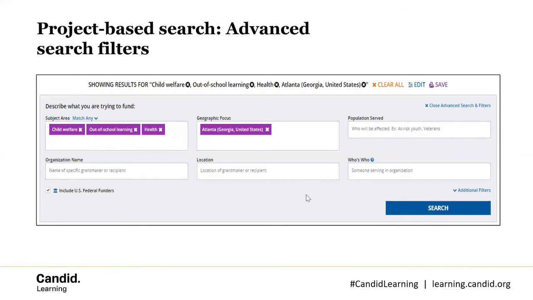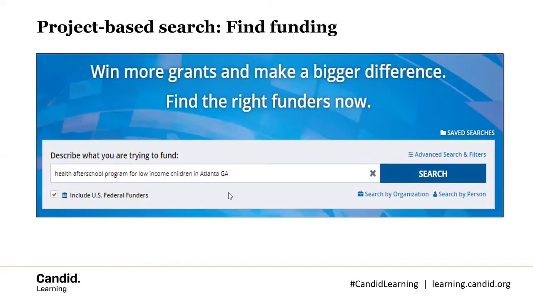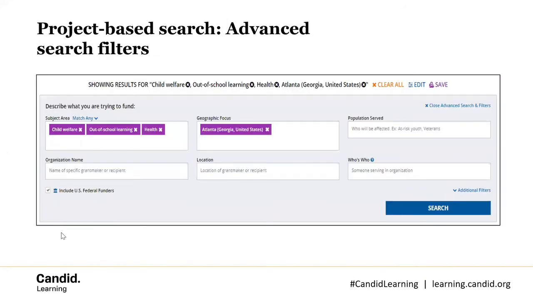So when you've clicked search, the next screen you're going to see, now this is a little bit edited, normally I would see the list of grant makers at the bottom of the screen. But what oftentimes will happen is the software will also tell you how it's interpreting your sentence in the advanced search features. It's saying it thinks I'm talking about child welfare, out of school learning, health, and it definitely has the geographic region as well as the country identified for you.